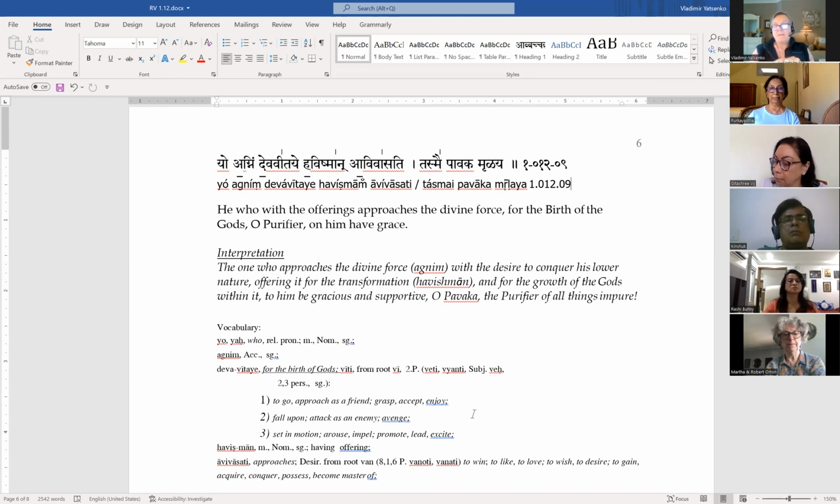Deva Vitaye, it's the dative case, for Deva Viti. We can translate it directly as for the movement or the promotion of the gods, for the promotion of the luminous consciousness, the one who comes to you, O Agni, with offering, seeking your appropriation, seeking your adaptation in himself. Avivasati, wanting you as his beloved, wanting you as his master, let us say. To him be merciful.